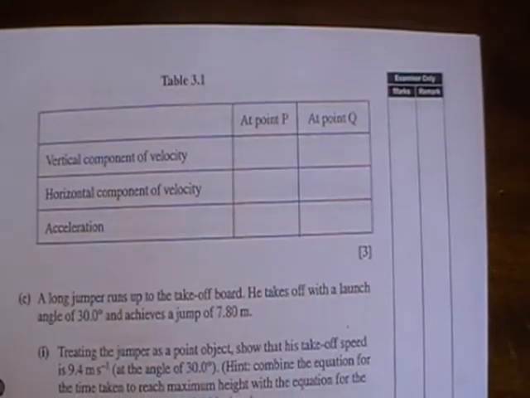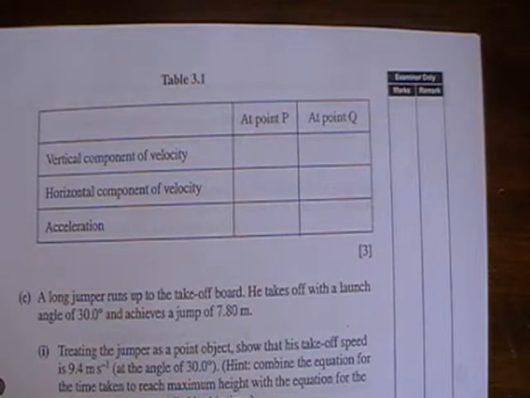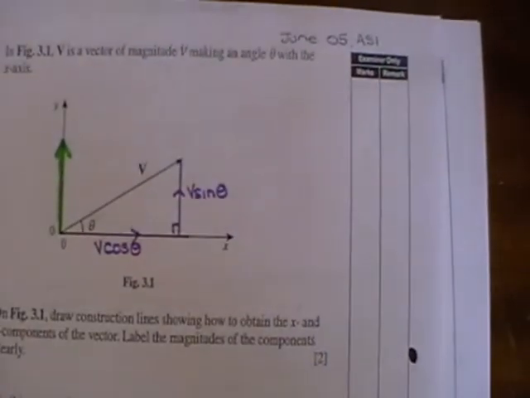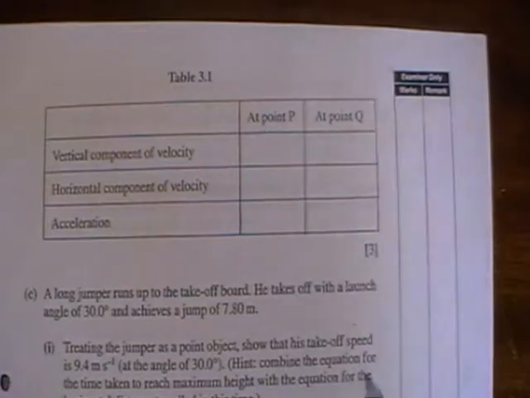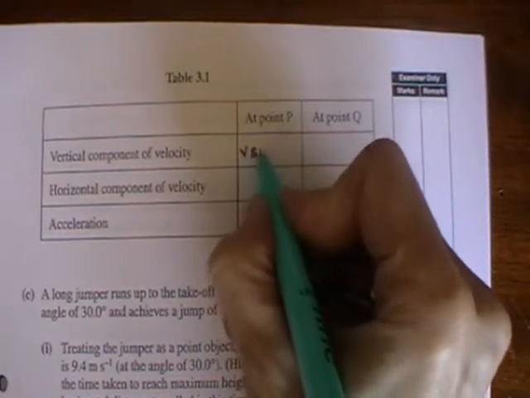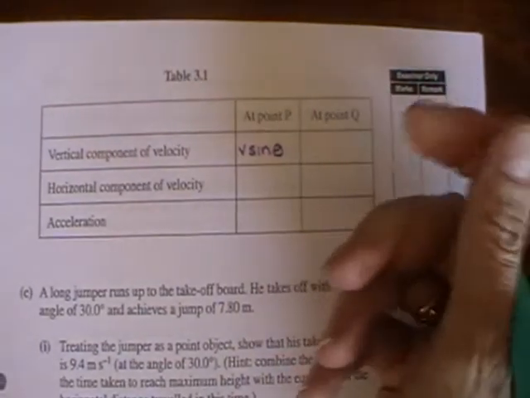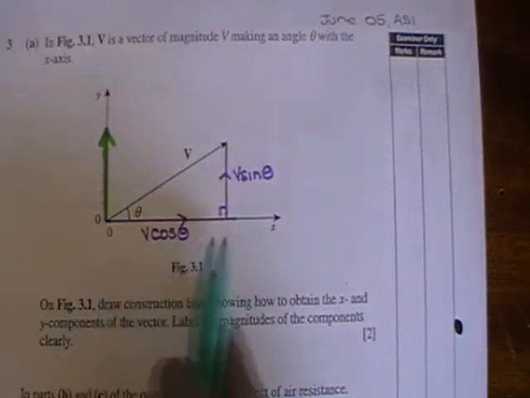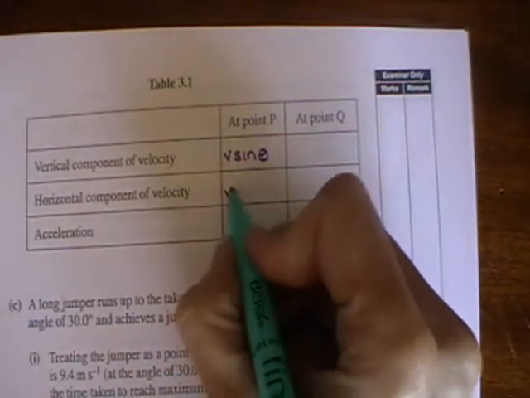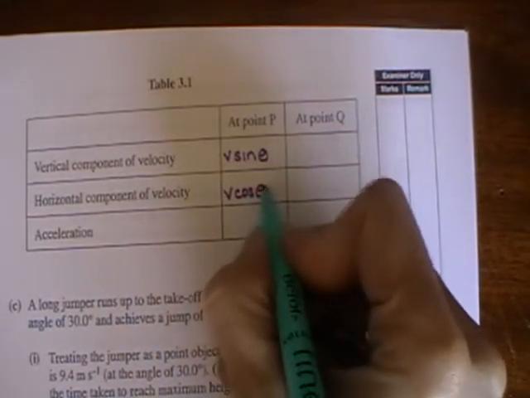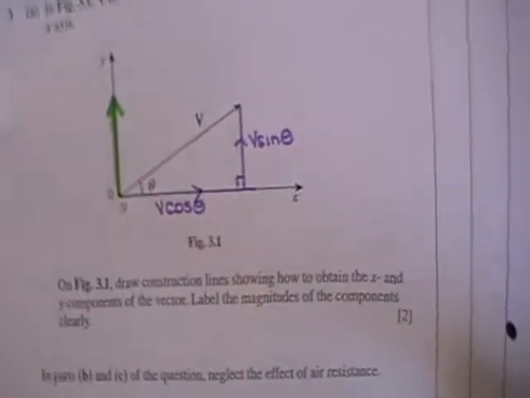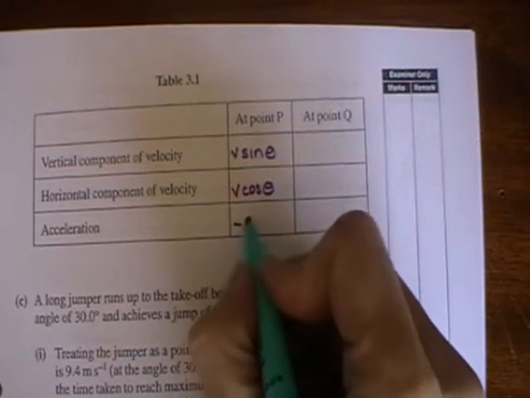So the vertical component of the velocity then, and we've got it from this diagram here, is going to be V sine theta. The horizontal component of the velocity is V cos theta. And our acceleration here is going to be minus 9.81.